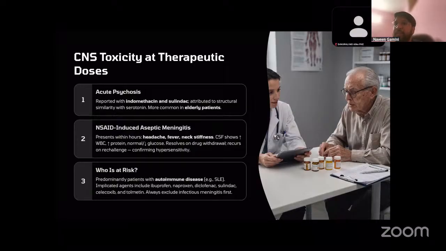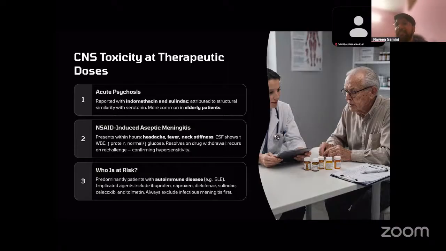It is attributed to the structural similarity with serotonin and more commonly seen in elderly patients. Second important CNS toxicity is NSAID-induced aseptic meningitis. As the word suggests, aseptic, not caused because of any infection, but NSAID. So the presentation time is usually within hours, and the patient can come with fever, headache, neck stiffness, the triad of meningitis.